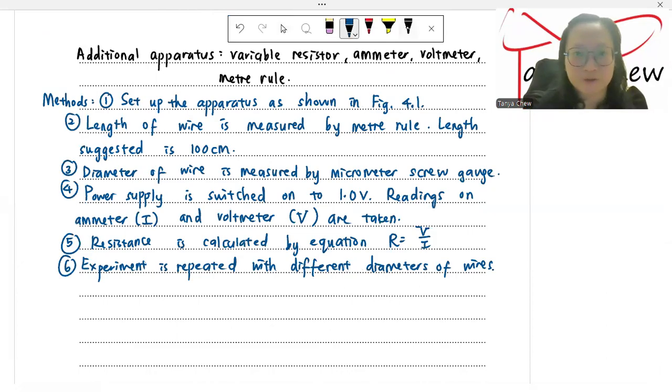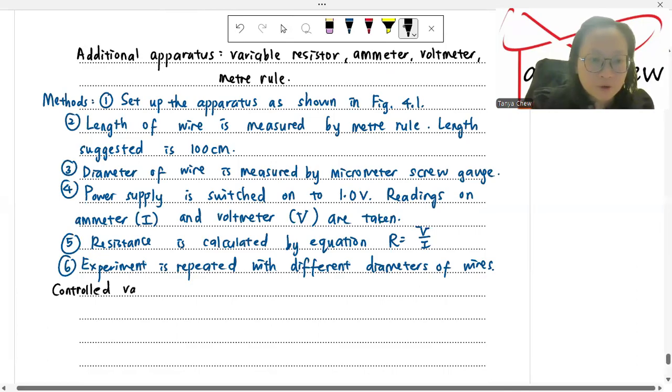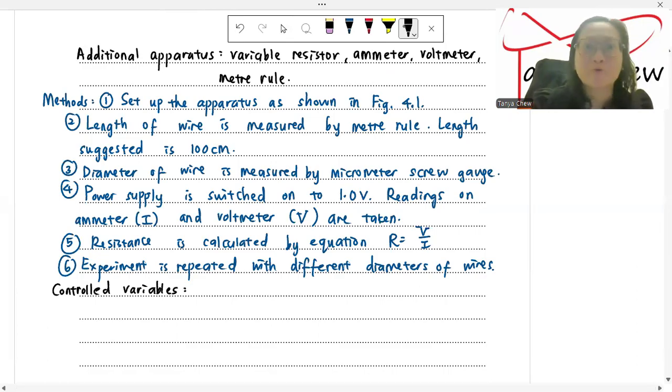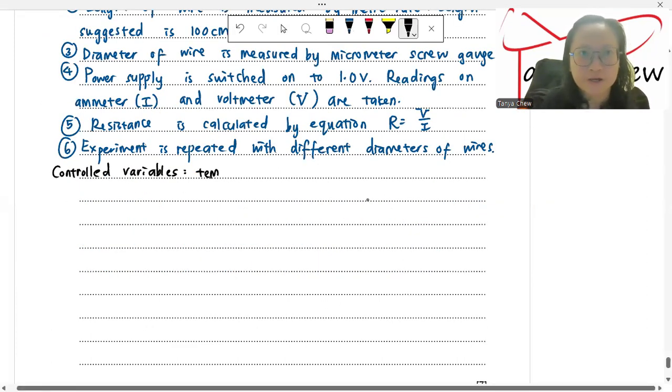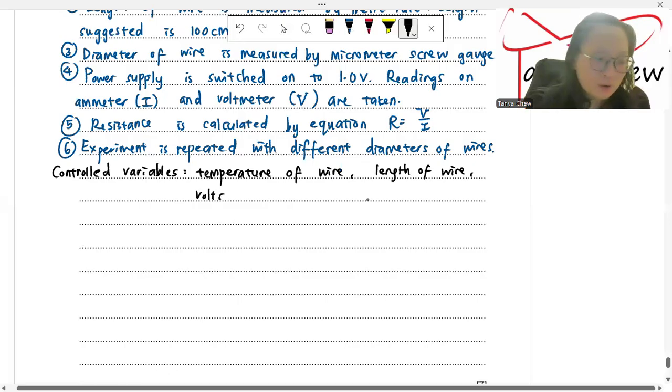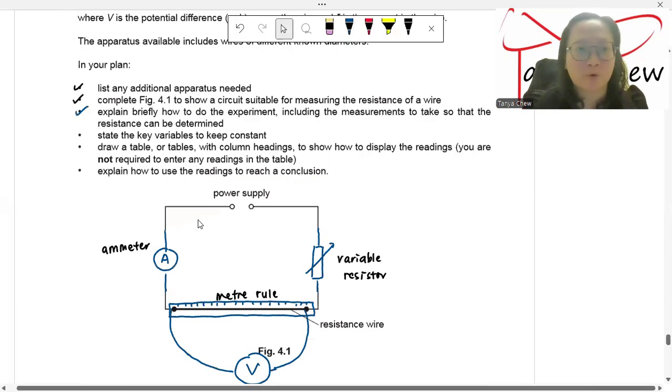There are so many things to keep constant here. I call it controlled variables, sorry, plural, right? So I said that I want to control the temperature of the wire. That is why I put in the rheostat: temperature of wire, length of wire, and the voltage of power supplied, right? As long as you write more than one, you are safe because that's plural. You have to write more than one.